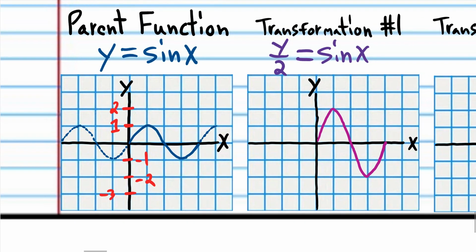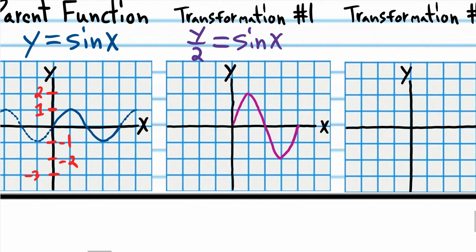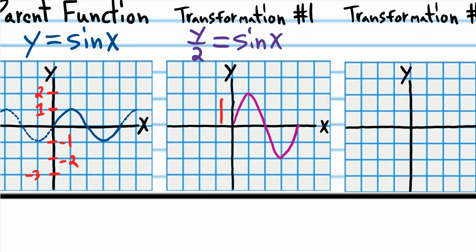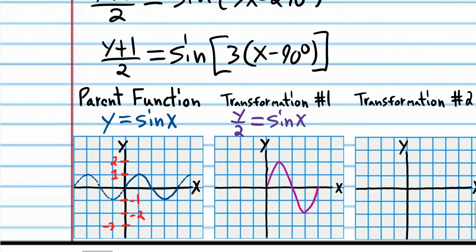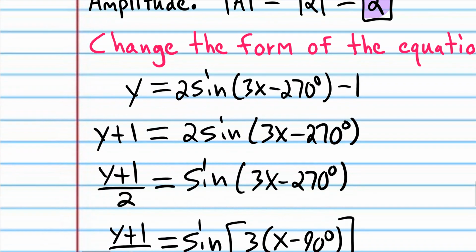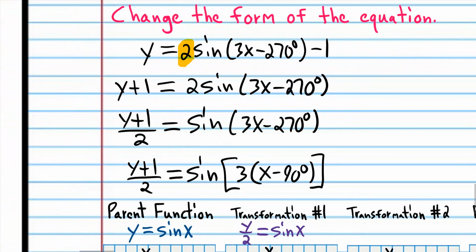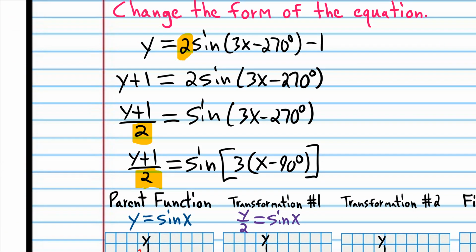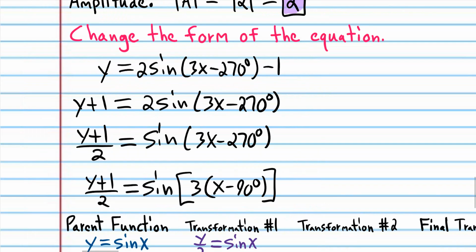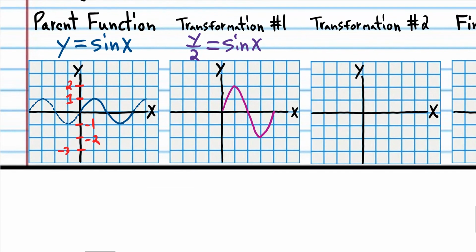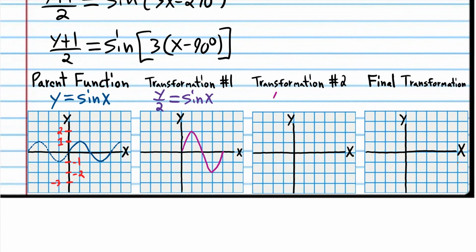So I have 1 unit for each box. So the amplitude was 1, but now the amplitude is 2. So that number in front represents the amplitude, because that number went down to the denominator. That tells you what the amplitude is. That's why we call that number the amplitude.